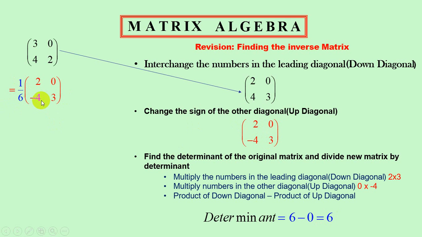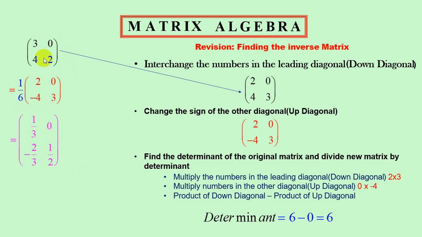We will now perform scalar multiplication. 1 over 6 times 2 gives us 1/3. 1 over 6 times 0 is 0. 1 over 6 times minus 4 is minus 2/3. And 1 over 6 times 3 is a half. You can check this out with your calculator.